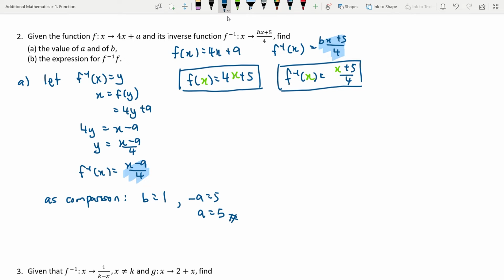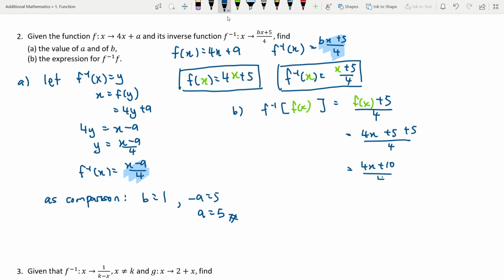B. Find the expression for f inverse of f. f inverse of f(x). Substitute the f(x) into the f inverse. We get f(x) plus 5 over 4. Substitute again, 4x plus 5 plus 5 over 4. We get 4x plus 10 over 4.